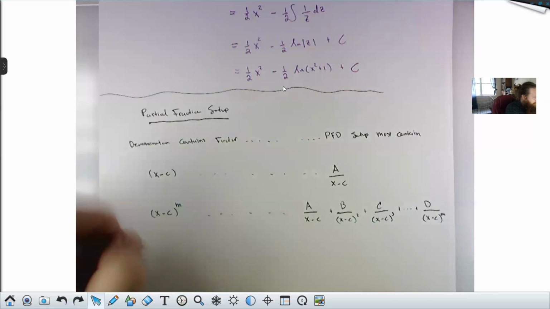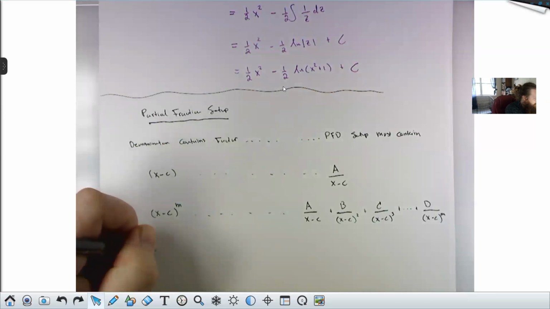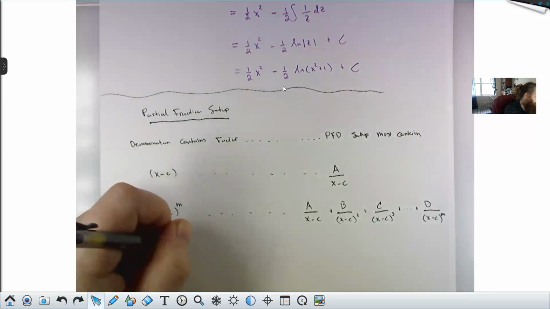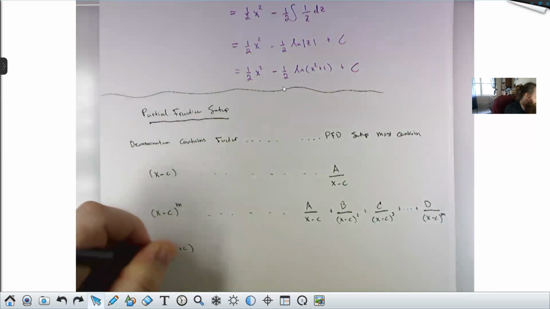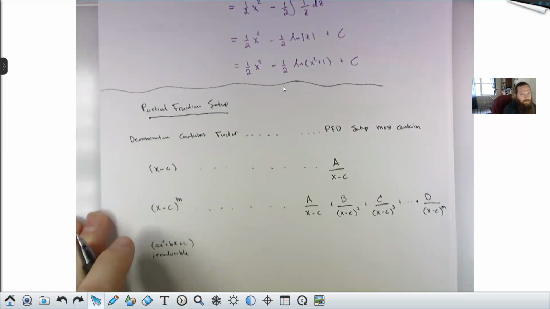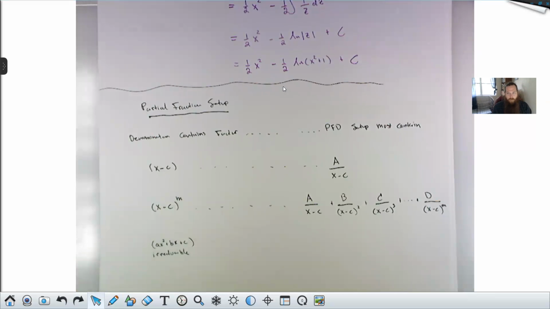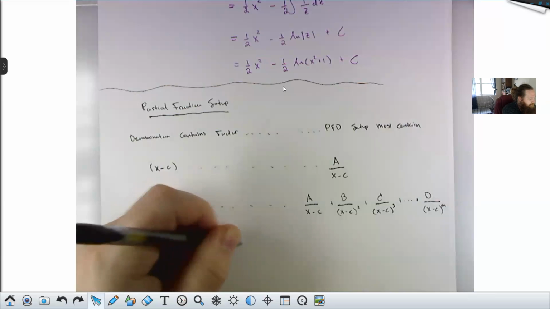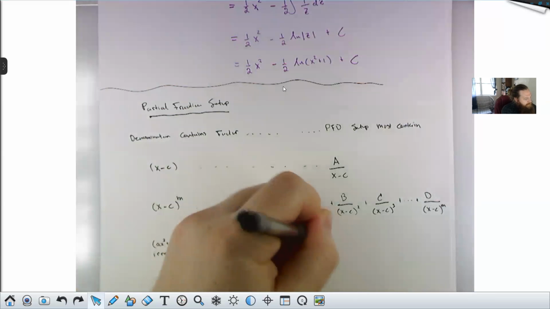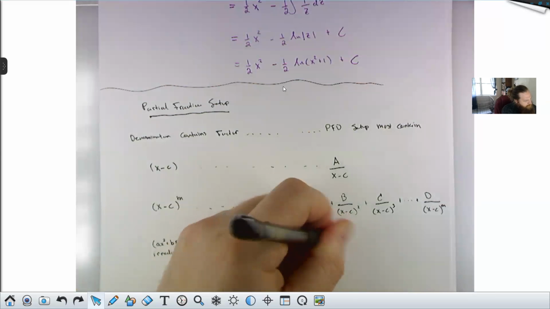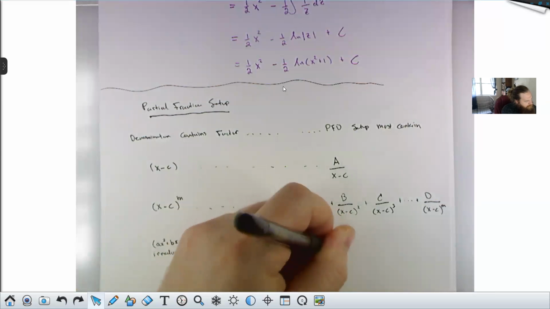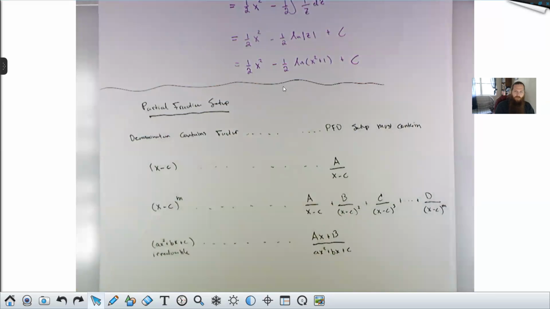These aren't so bad. Things can get worse though. If you have something like, and there's unfortunately no nice way to write this, if you have an irreducible quadratic factor, that is a quadratic expression in the denominator, a factor, that cannot itself be factored further, right? That does not have real roots, then your PFD setup has to contain a term with a linear numerator.